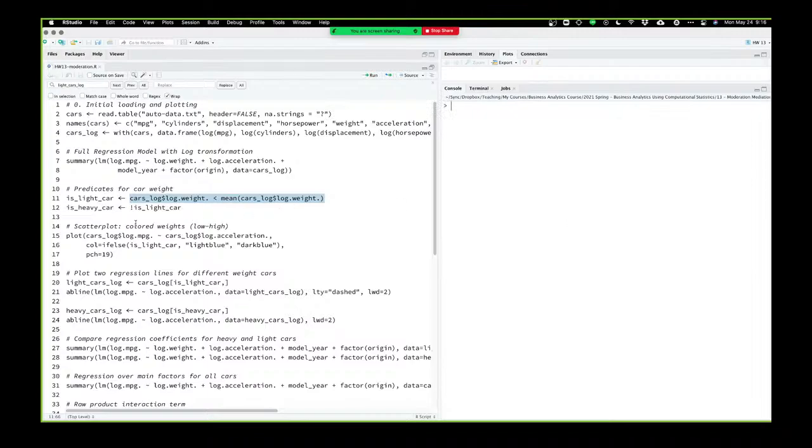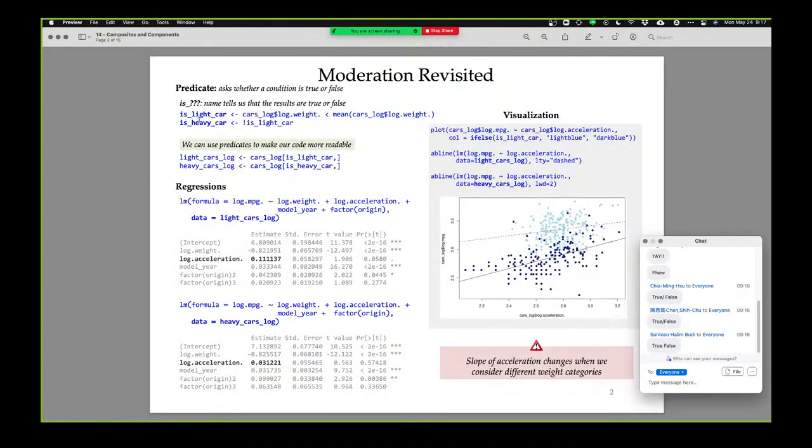What you'll find is that I've taken all these trues and falses and stored them into a variable called is_light_car. And this variable, the way I've named it and what it represents in programming, is sometimes called a predicate. A predicate simply says whether a condition is true or false, or whether a condition is actually met. So I've called it is_light_car, and this is a kind of predicate which is just telling me which cars are light (true) or not light (false).